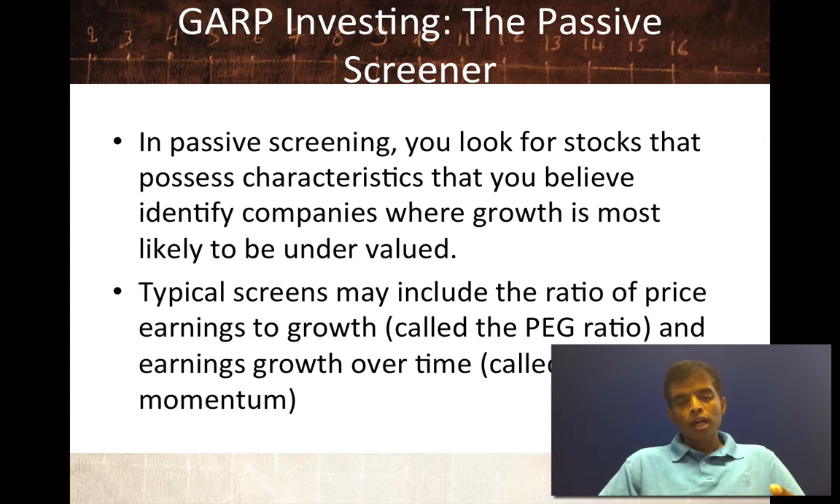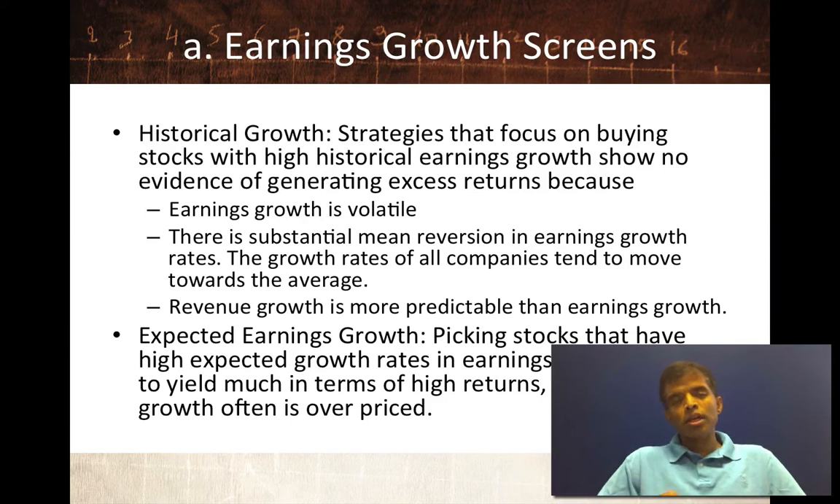One is to look at ratios of price earnings to growth, called the PEG ratios, or comparing price earnings to growth. And the other is to focus on earnings growth itself, looking for companies which are growing fast and are likely to keep growing fast. I want to dispense with the second set of screens first because they're the screens where the empirical evidence doesn't really back up or provide much evidence that it actually works.